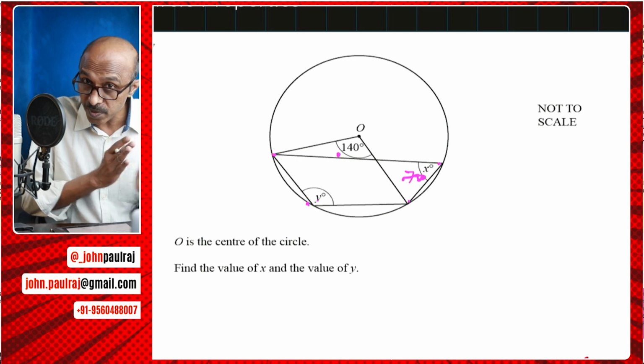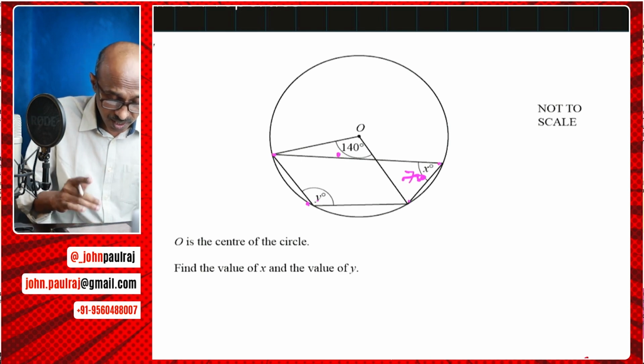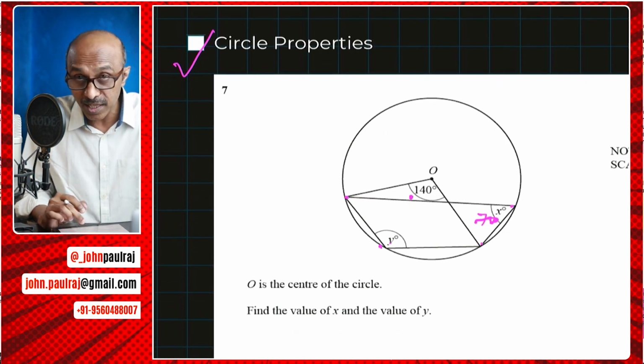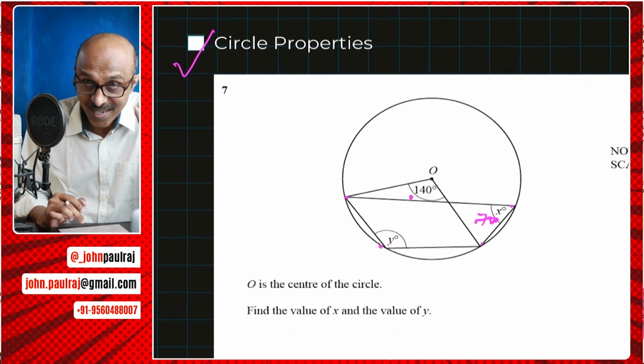But go through all the other properties also, alternate segment theorem and all that, because circle properties is going to be one of them. These are not the questions, let me clarify. These are not the questions as I'm predicting. These are the type of questions, all right?